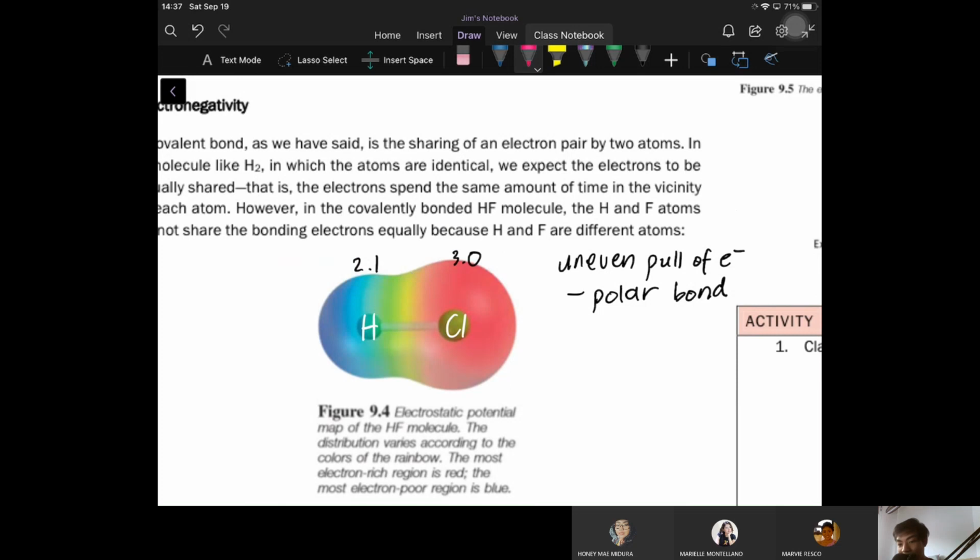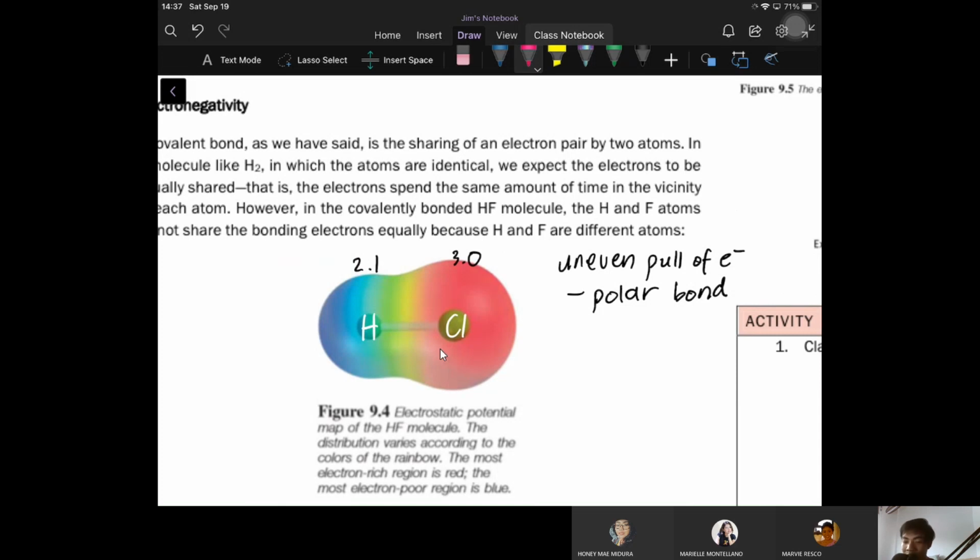Paano siya magiging negative end? Kapag andun yung electron, meaning kulay red siya, siya yung negative end. Kapag kulang siya ng electron, meaning kulay blue, yun ay positive end, no? So, tingnan nyo, sa chlorine, andun yung electrons, kaya siya nagkulay red dito.